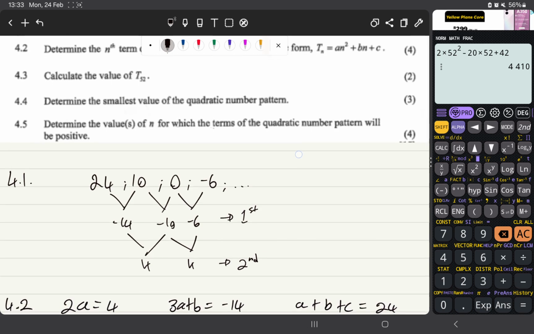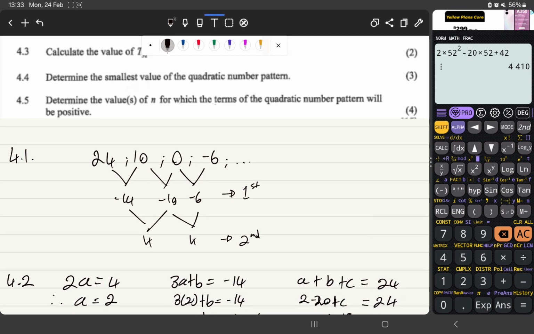Determine the smallest value of the quadratic. Yeah, this is the question that actually made me pick this video, question number 4. I saw this question and thought it was quite interesting. So determine the smallest value in this quadratic pattern.